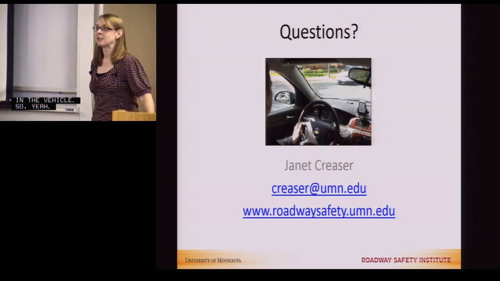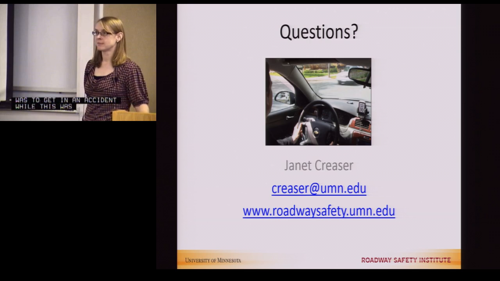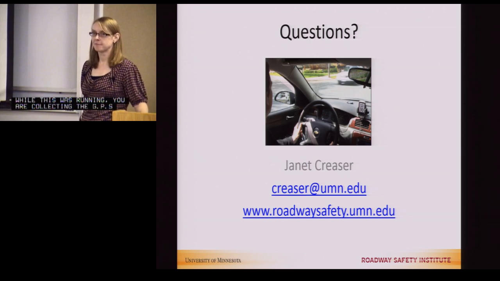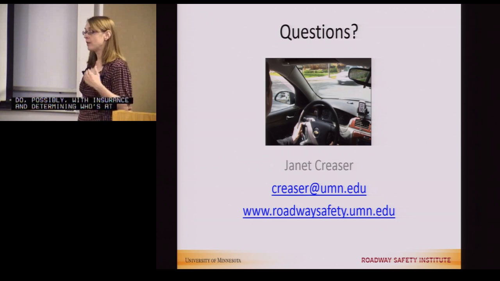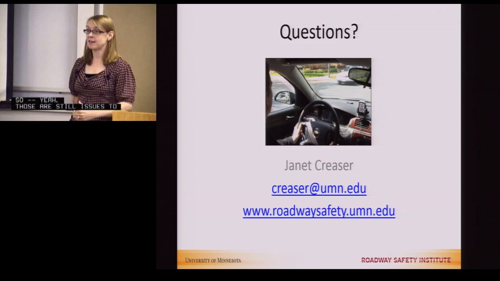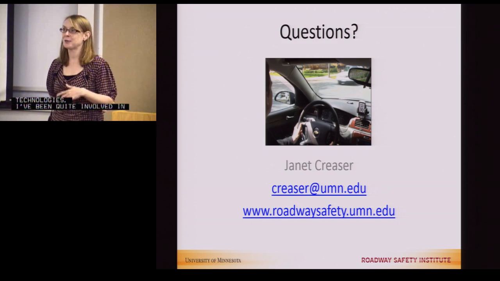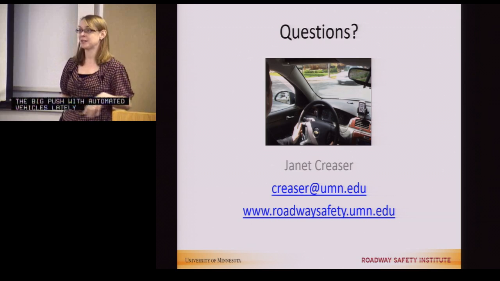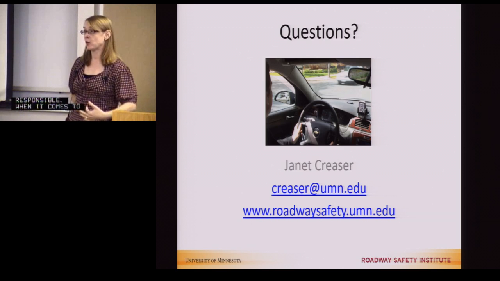This is only slightly related. I'm just curious. If someone was to get in an accident while this was running, you are collecting the GPS and the speed and the other data. Would that have anything to do possibly with insurance and determining who's at fault? Okay, so yeah. Those are still issues to be determined with a lot of these technologies. I've been quite involved in the big push with automated vehicles lately, and the liability people there get really excited about who's responsible. When it comes to data collection things, it's a similar issue.